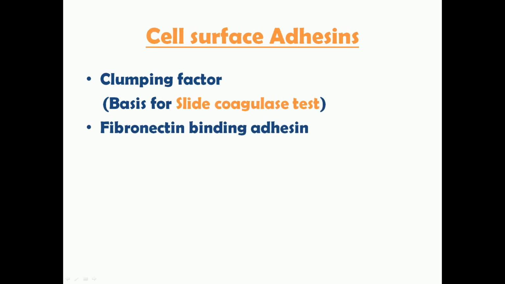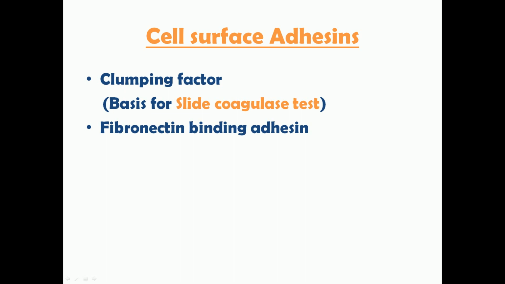Now let's see about the cell surface adhesins. The first one is clumping factor. This clumping factor forms the basis for a test known as the slide coagulase test, which is used in the diagnosis of Staphylococcus. However, the slide coagulase test is not so reliable because about 15 to 20% of the bacteria show slide coagulase test negative, and we can do one more test known as the tube coagulase test, which can be used to confirm it. So you need to know that the clumping factor is the basis for the slide coagulase test.